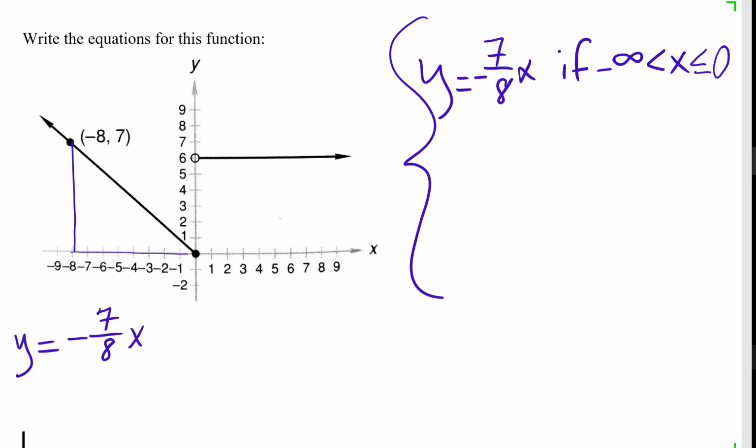And then the second part of the graph is just a horizontal line, y equals 6. That line is what's going on as x goes from 0 to positive infinity, but not including 0. So we would say 0 is less than x, which is less than infinity. So x is between 0 and infinity, and y equals 6 is what's going on. Those would be the equations for this piecewise function.